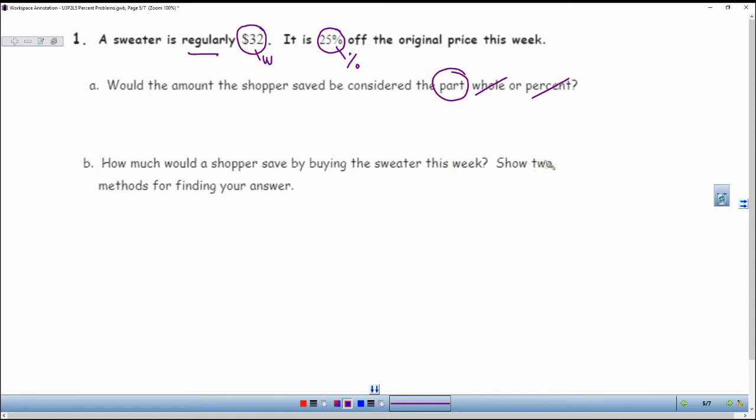Okay, now it says show 2 methods. We're only going to do 1. But that 1 is going to be good enough because it is percent proportion, the number 1 strategy on our percent power ranking. So we have part over whole equals percent over 100. We're going to write that each time we use it.